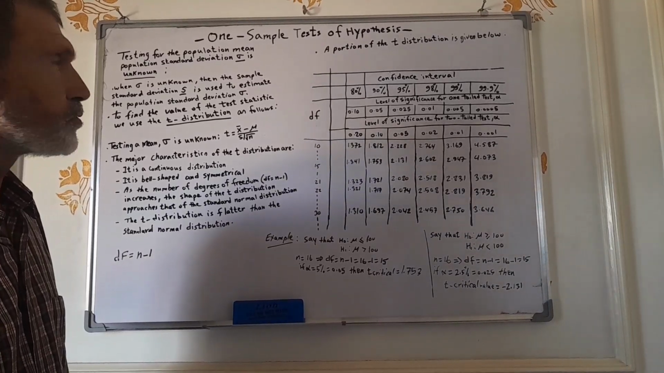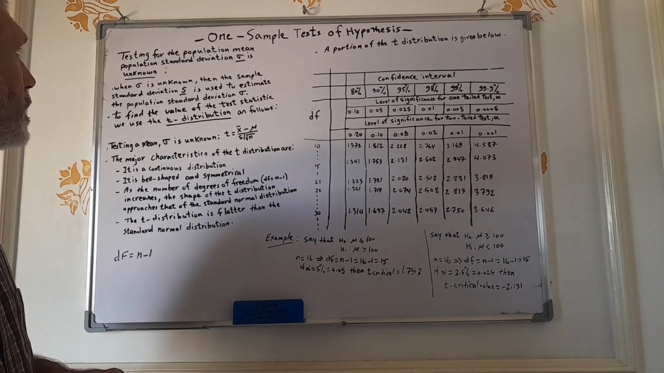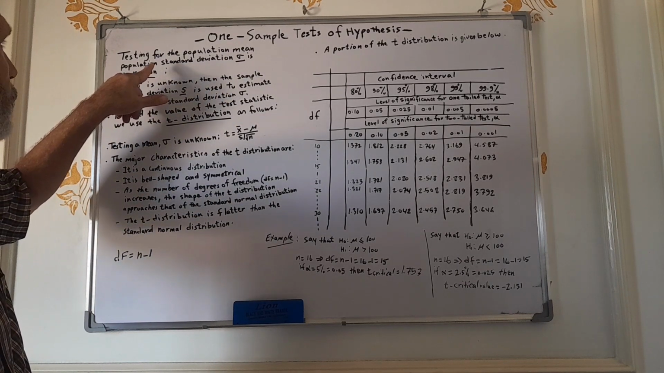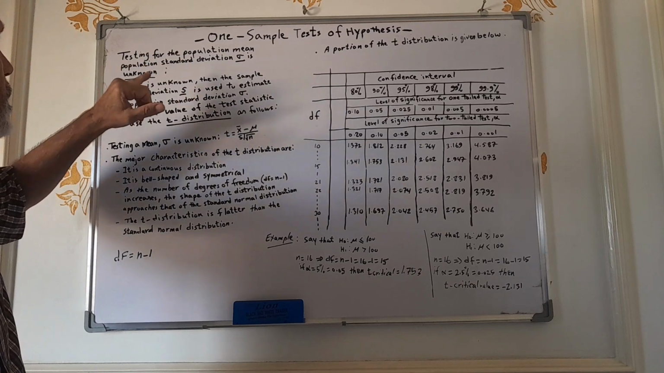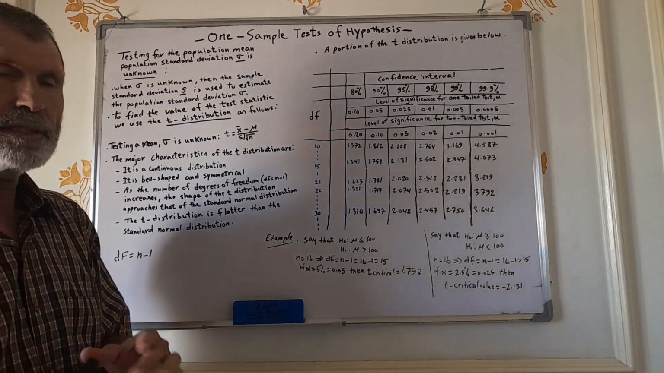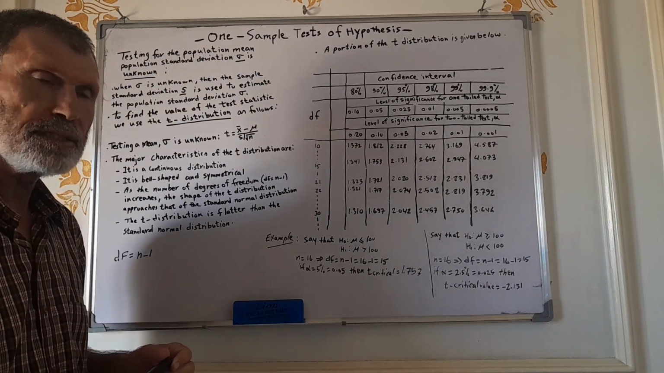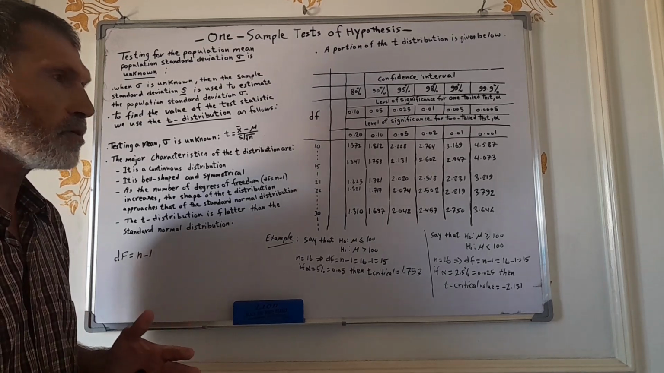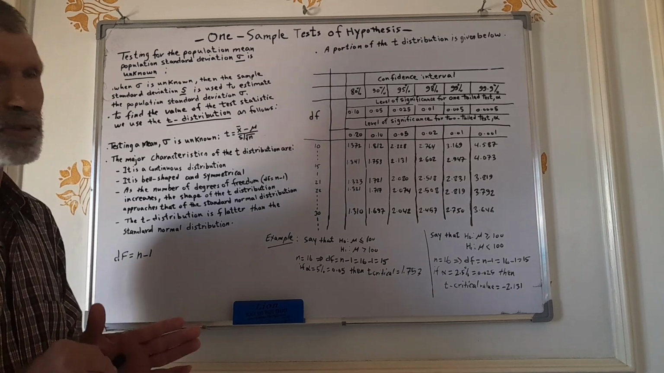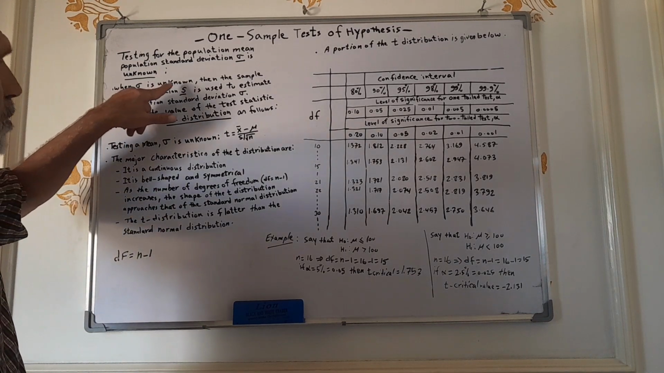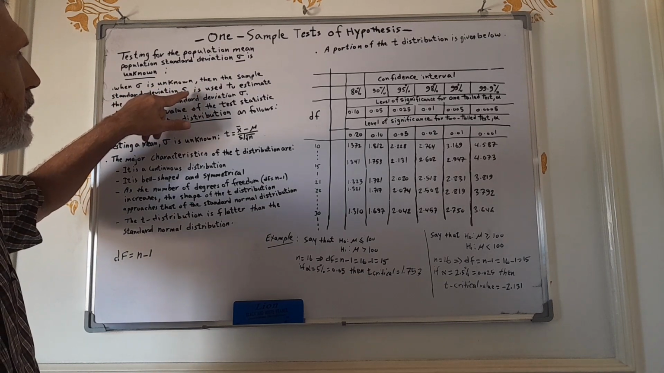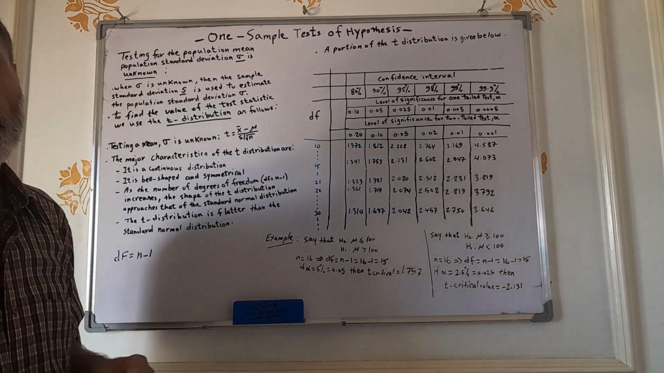Okay, now we move to talk about, of course, testing for the population mean when the population standard deviation sigma is unknown. Whenever the population standard deviation is unknown, how are we going to deal with this? Of course, we're going to use the t distribution. Now, when sigma is unknown, the sample standard deviation S is used to estimate the population standard deviation.